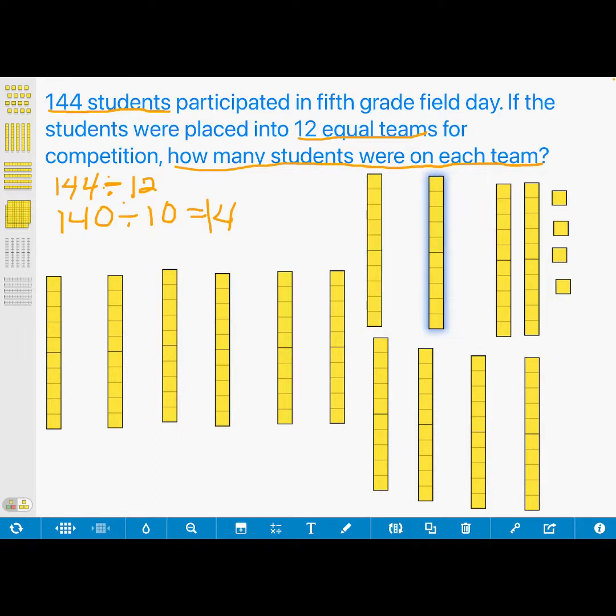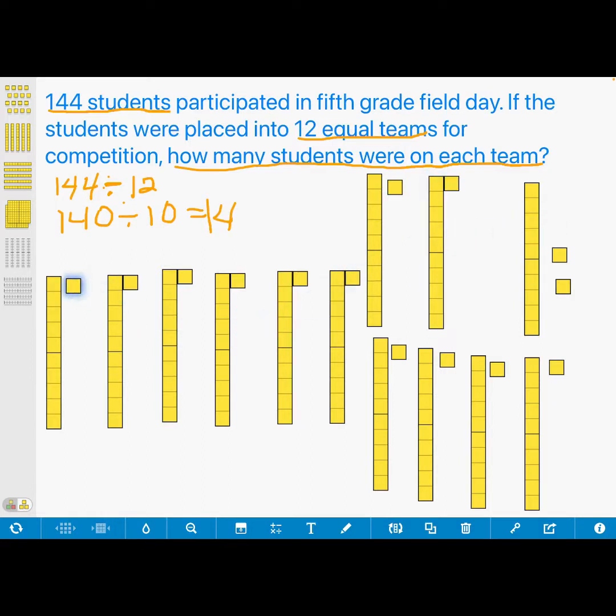Now I have two 10s remaining. So I know I don't have enough 10s to put in each of the 12 groups. So I'm going to decompose my 10 and distribute one unit into each of my 12 groups until I do not have any more. Now I know that 10 does not equal 12, so I'm going to be too short. However, I do have units over here that are available. So I'm going to go ahead and take those and put them into the groups.